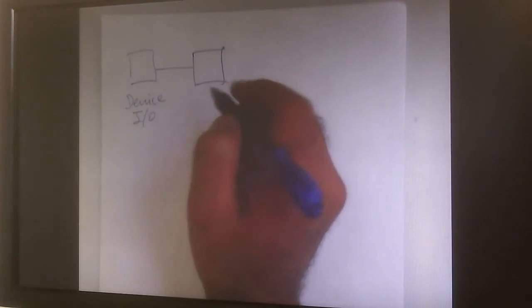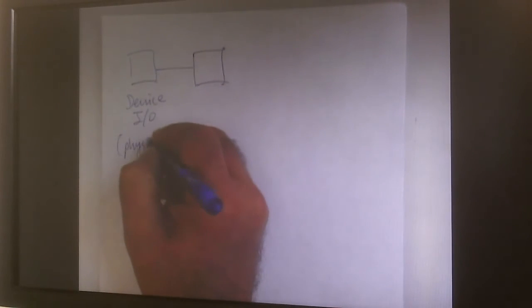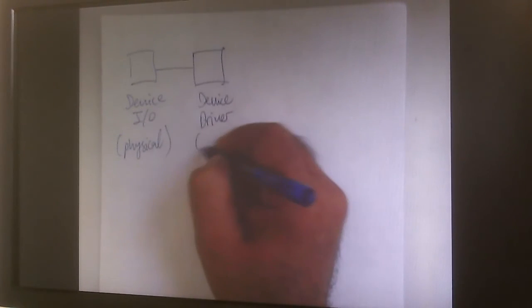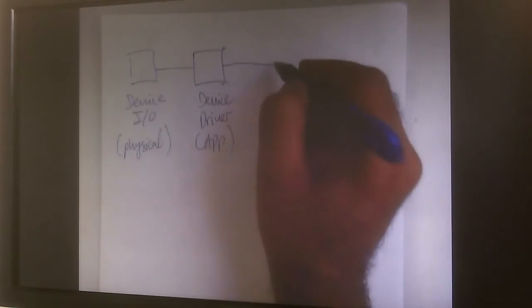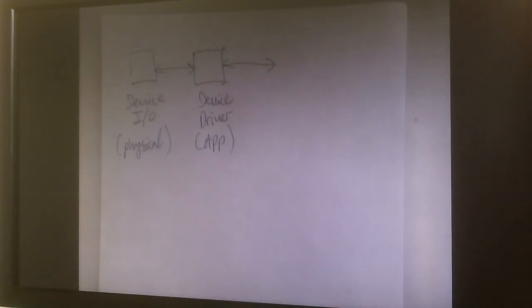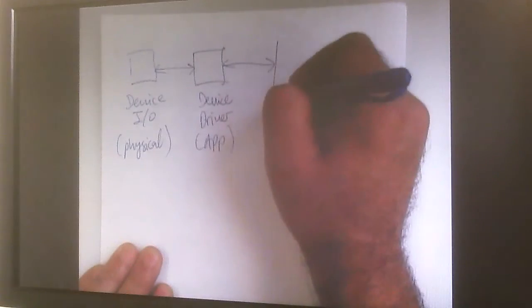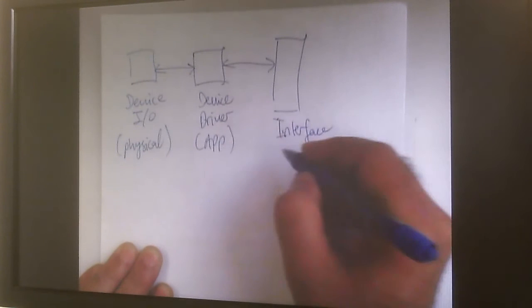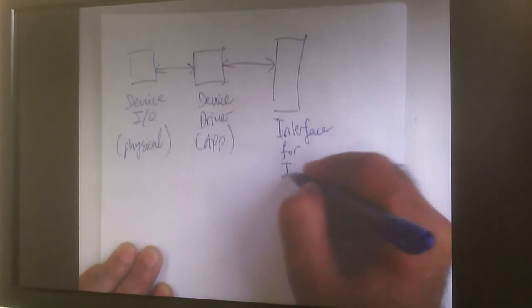Okay, here I have my IO device, this is the physical device, right? And I had a device driver. This is an application, and attached to that, now, my physical device is going to be attached to the operating system, but the operating system will have an interface before that. Interface for IO device.